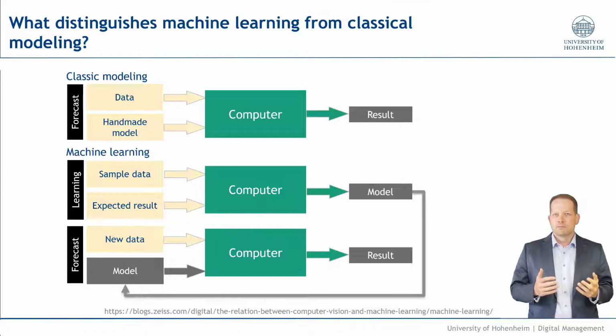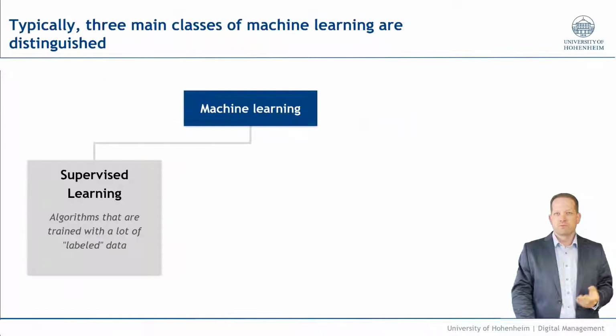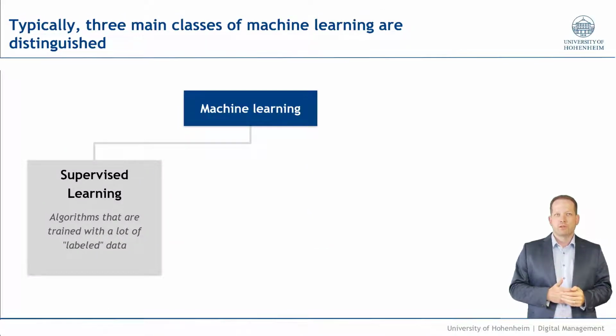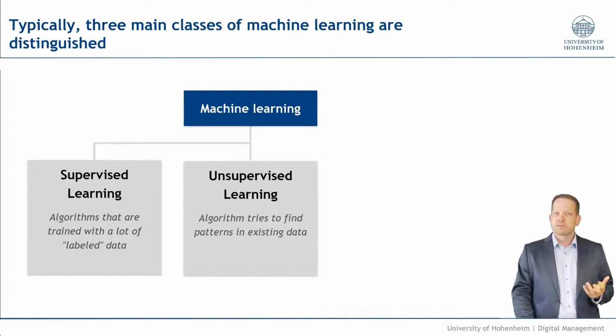And now with this basic introduction to what machine learning is, let's look at different types of machine learning. Well, there are primarily three different types of machine learning. The first is called supervised learning. So this is about algorithms that are trained with a lot of labeled data. That's what I've been talking about the last minutes. But there are also other types.